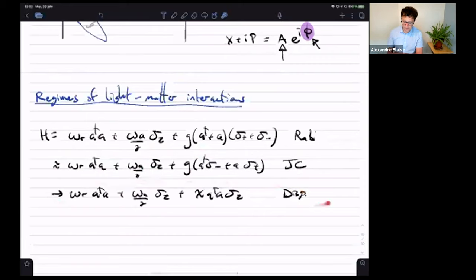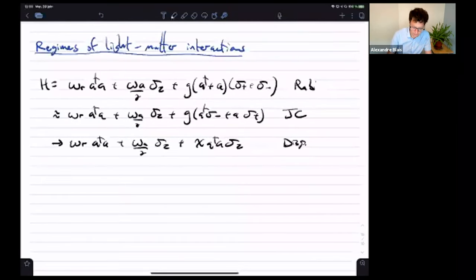Then we will revisit the dispersive Hamiltonian and consider a different point of view on how to see this Hamiltonian and the consequences of this Hamiltonian. And if time permits, we will go back to the Rabi Hamiltonian and ask, is there a regime where the terms that we dropped are in fact important? And there is such a regime, and it's known as the ultra-strong coupling regime. But for now, let's start with the Jaynes-Cummings Hamiltonian and consider the resonant regime.